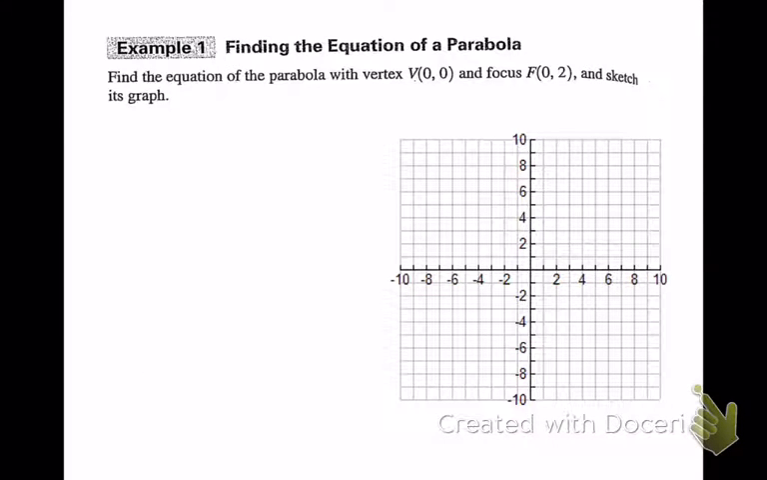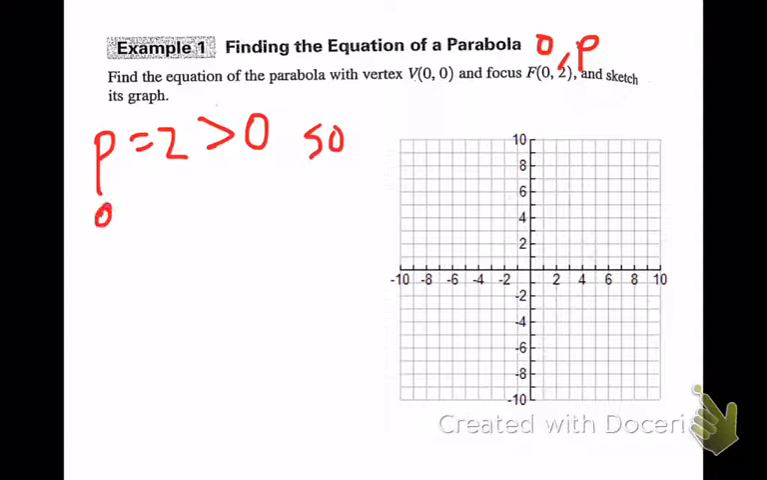So finding the equation of a parabola. Let's find the equation of the parabola with vertex 0, 0 and focus 0, 2. Alright, and then we sketch it. So we remember the coordinates of the focus are 0, p, right? So we know what p is. P equals 2, and that's greater than 0. So the parabola opens upward.